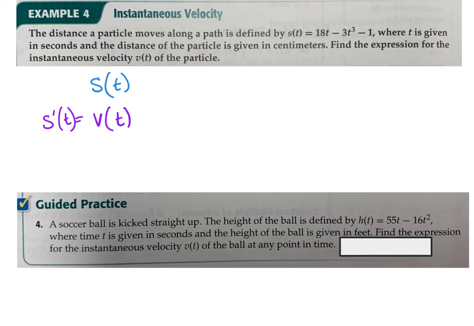t represents time. How long has it been traveling? So how far is it in the air after 3 seconds? That would be your position function. How fast is it going after 3 seconds? That is your velocity function.